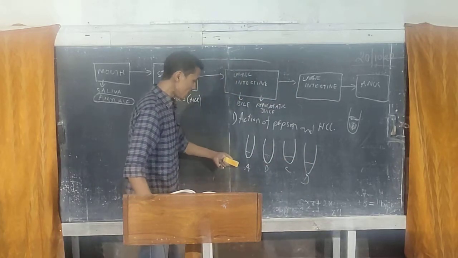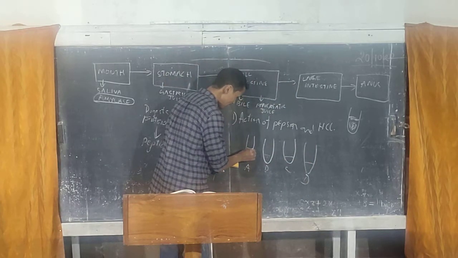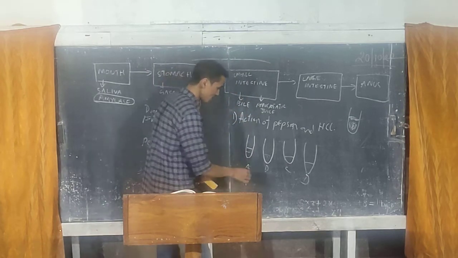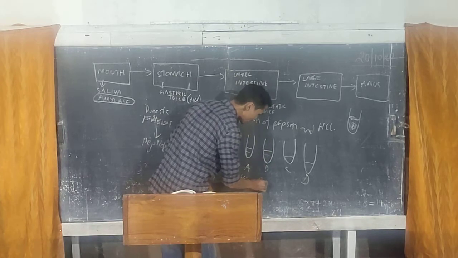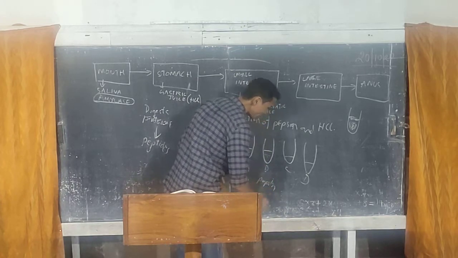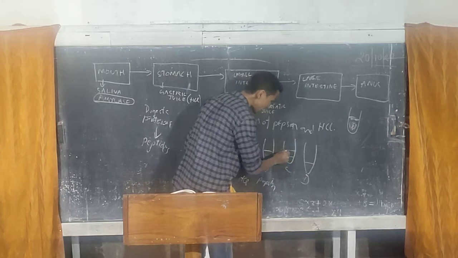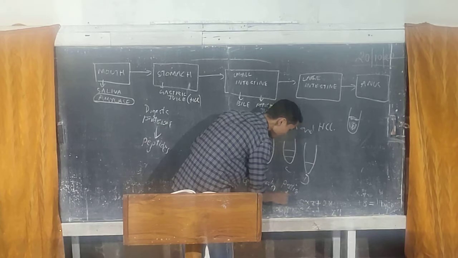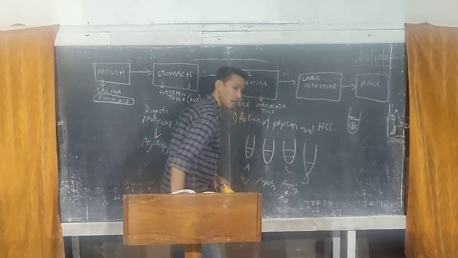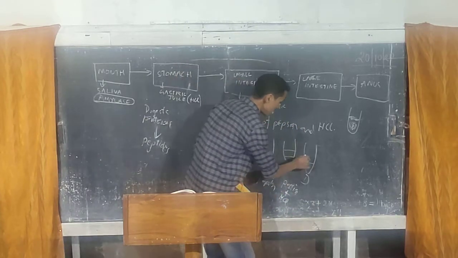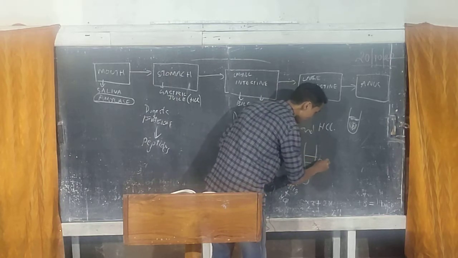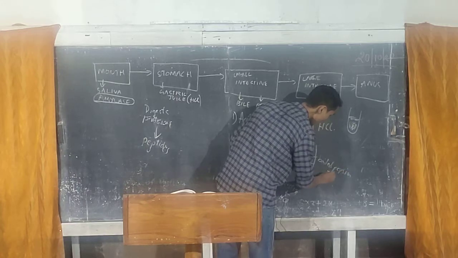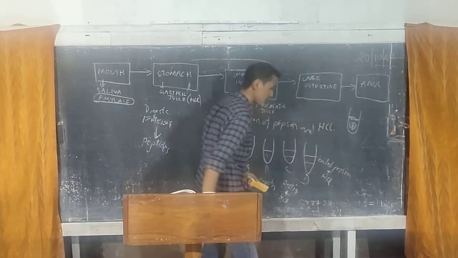In test tube A, we're going to add hydrochloric acid only. In test tube B, we're going to add pepsin only. In test tube C, we're going to add pepsin and hydrochloric acid. In test tube D, we are going to add boiled pepsin and hydrochloric acid.